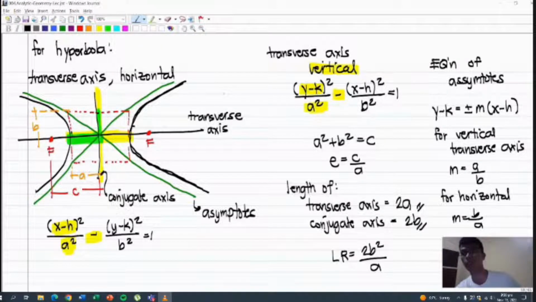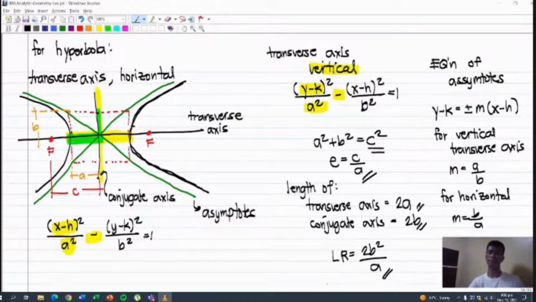Okay? So, kung sa ellipse, para makita natin yung pagkakaiba, ang Pythagorean theorem na ginagamit natin, a square is equal to b square plus c square. Sa hyperbola, ang Pythagorean na gagamitin natin ay c square is equal to a square plus b square. So, bawal magkamali dito. The eccentricity, that is still c over a. And then, yung LR is still 2b square over a.